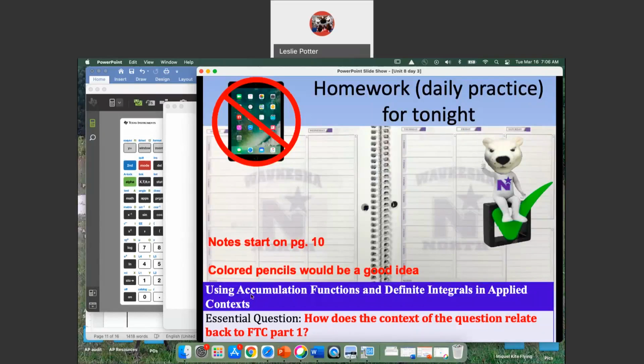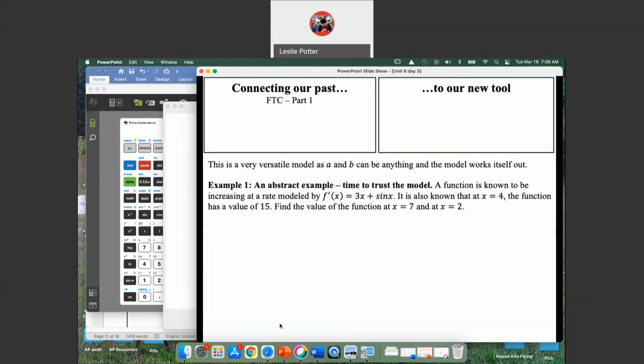So this section is using accumulation functions and definite integrals in applied context. It's really a heavy dependency on the fundamental theorem of calculus part 1. So our central question is framed around that: how does the context of this question relate back to the fundamental theorem of calculus part 1? You can find the notes starting on page 10 in the packet.